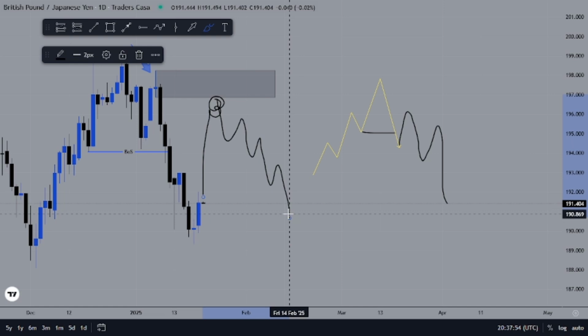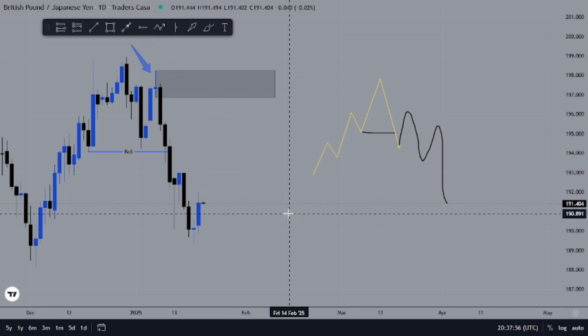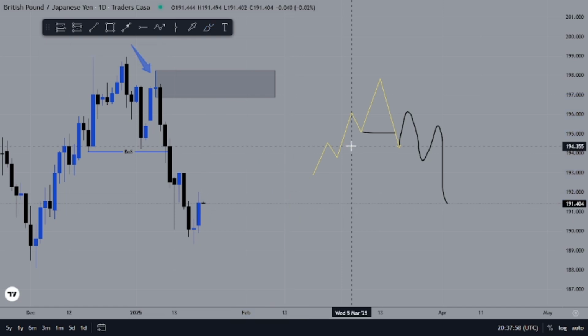We are not going to use the 1 day time frame to take trades, as it will take years or probably months or even weeks for us to get a trade on the 1 day time frame.